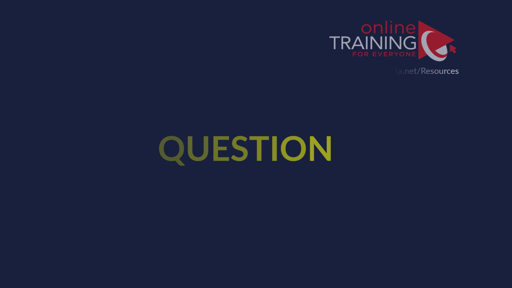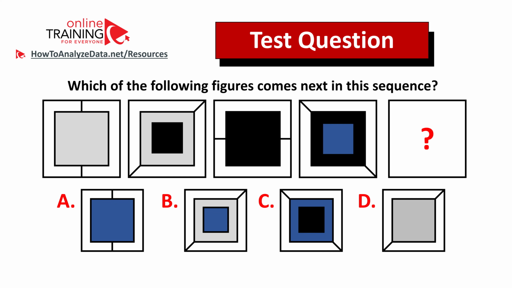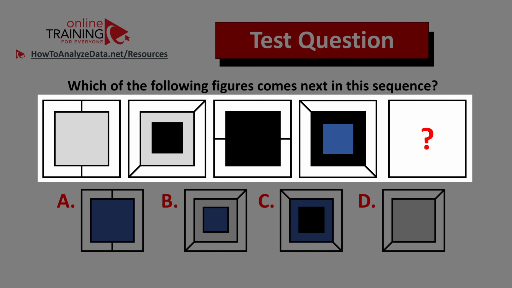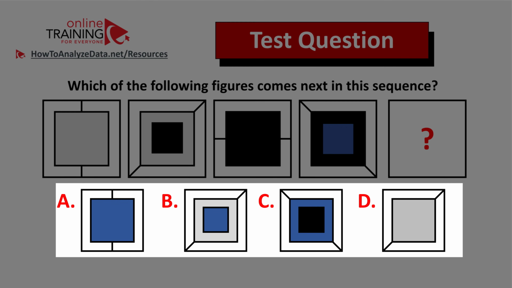Let me share with you a tricky question from the test. I have confidence, though, that you might figure out the answer. Here's the question. Which of the following figures comes next in the sequence? And you're presented with the sequence of 5 figures, and figure number 5 is missing. You have 4 different choices to choose from.